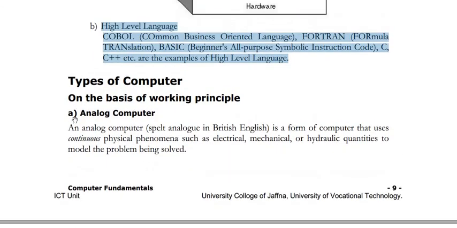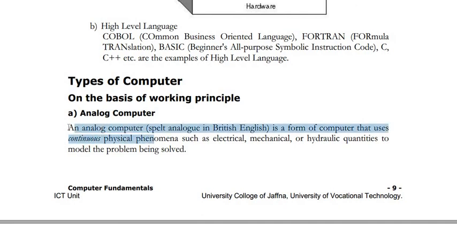Types of computer on the basis of working principle. A. Analog computer. An analog computer, spelled analogue in British English, is a form of computer that uses continuous physical phenomena such as electrical, mechanical, or hydraulic quantities to model the problem being solved.